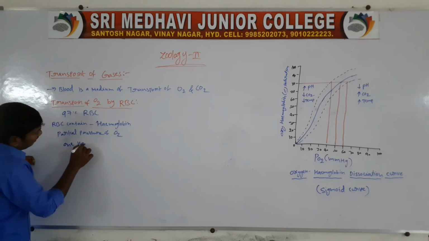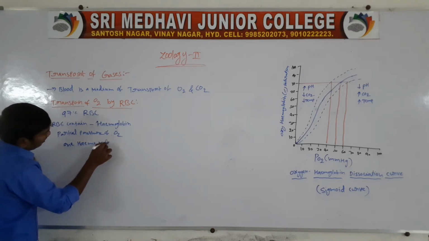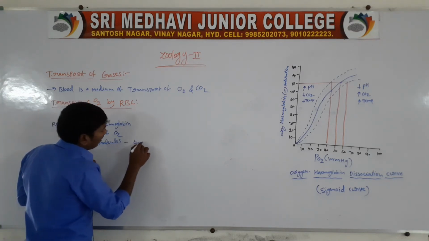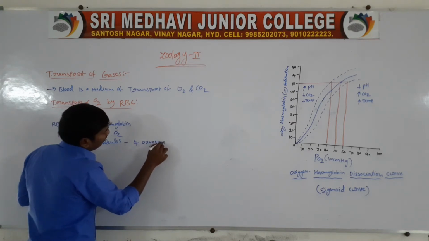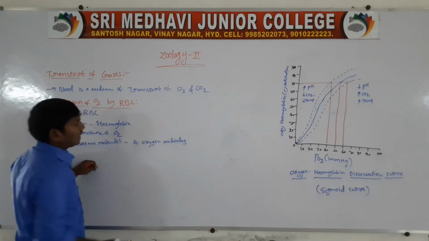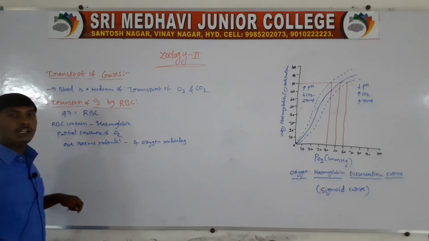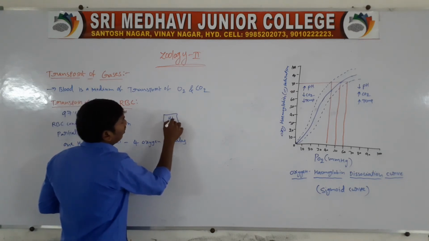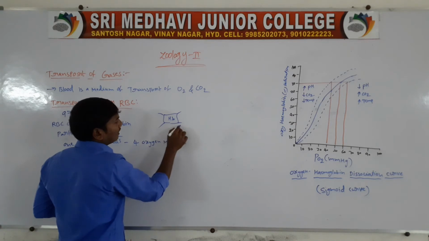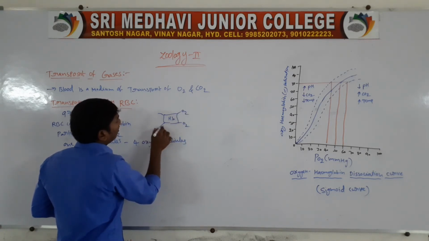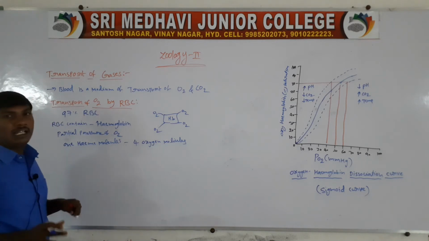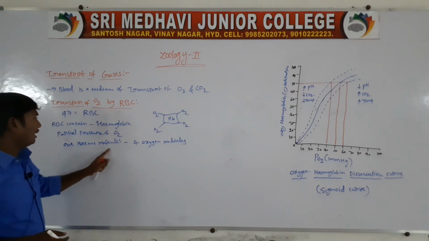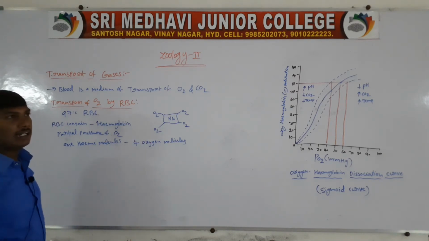One heme molecule transports 4 oxygen molecules. So hemoglobin has 4 heme polypeptide chains, each binding 1 O2, 1 O2, 1 O2, 1 O2. This is the binding of oxygen to the hemoglobin.